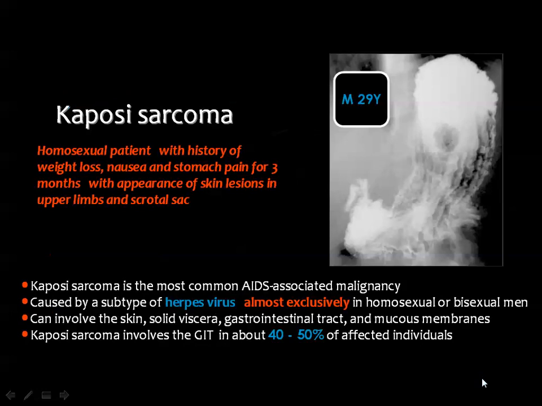Then finally, Kaposi sarcoma is one of the lesions that affects the stomach, and it is most commonly seen in HIV positive patients. It is related to a subtype of herpes virus, almost exclusively seen in homosexual and bisexual men. And this lesion affects the gastrointestinal tract in about 40 to 50%. It can also affect the skin, the solid viscera, and the mucous membranes.